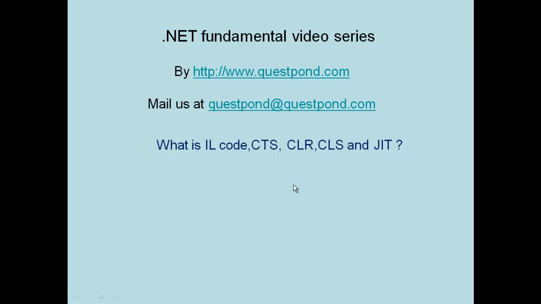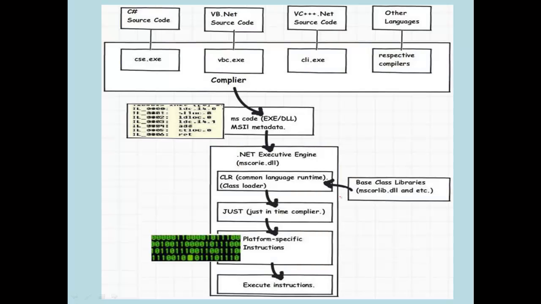Before I talk about these vocabularies, let's first try to understand how exactly a .NET code compiles and runs. Step 1, the developer writes the code in his favorite language. Must be C#, VB.NET, VC++.NET, or whatever it is. And the respective compilers, for example for C# it is csc.exe, for VB.NET it is vbc.exe, will compile the code into a half compiled code, which is called the IL code.